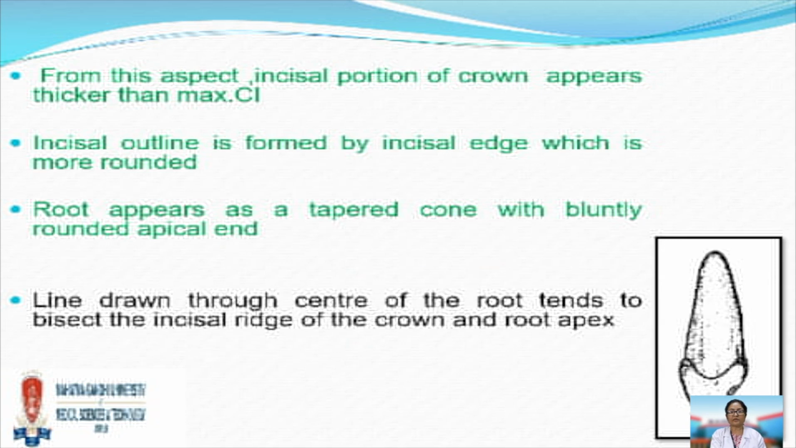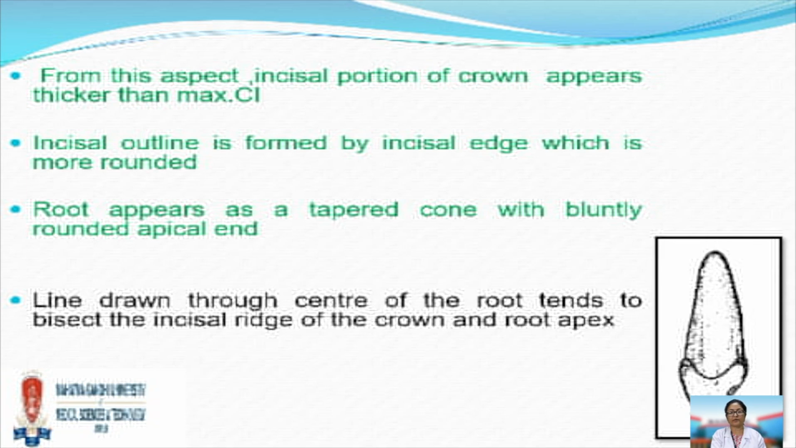From this aspect, incisal portion of the crown appears thicker than the maxillary central incisor. Incisal outline is formed by incisal edge, and this incisal edge is rounded. Root appears cone-shaped and it is evenly tapered from cervical line to the root apex, which is comparatively blunt. If a line is drawn through the center of the root, then it tends to bisect the incisal edge of the crown and root apex. So when we draw a line, then this bisects root and crown both in the center.